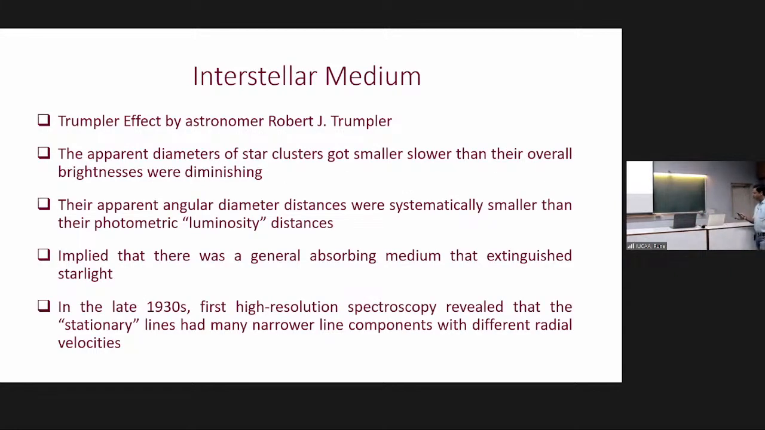So there was a scientist, Robert Trumpler. So in 1930, what he did was he started doing measurements of star clusters. So star clusters are basically gravitationally bound stellar systems. A lot of stars are there. So he was looking at star clusters, several of them. And what he was trying to do was get the distribution of stars in the star cluster.